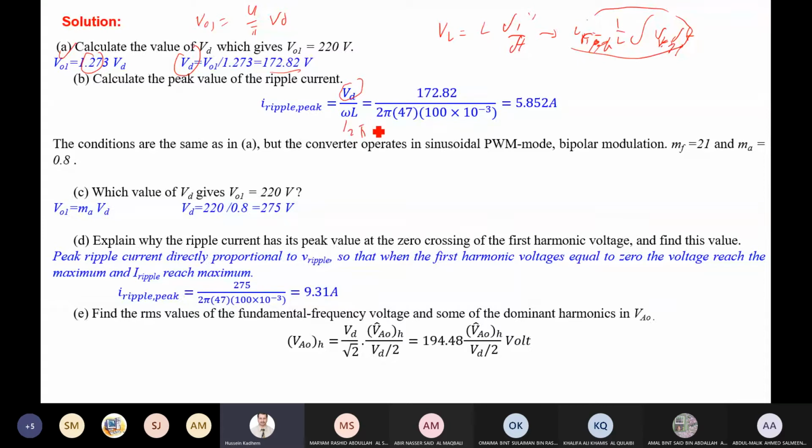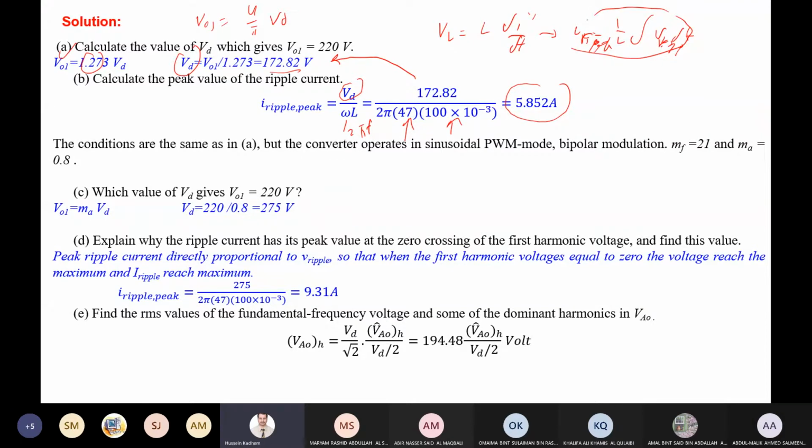Omega is 2 pi f. F is given to me in the question. Inductance is given to me in the question. And VD I already calculated. So let's substitute to find the ripple. Ripple is 5.852 ampere.